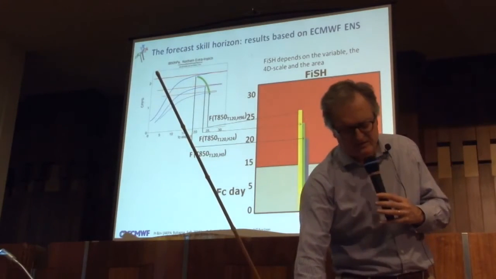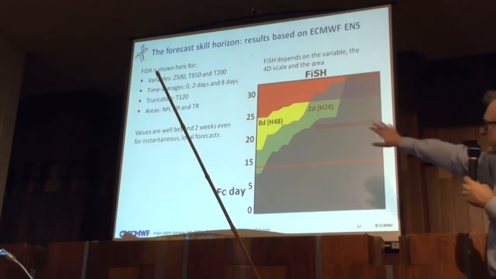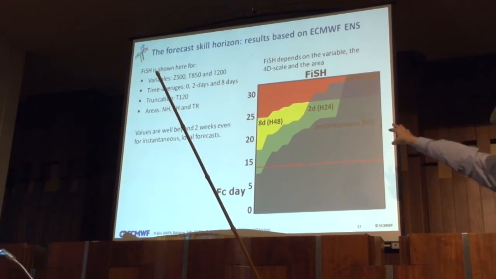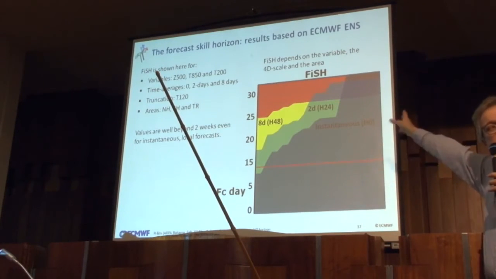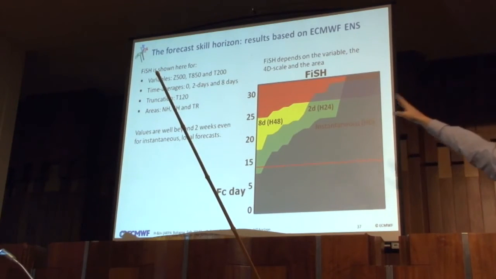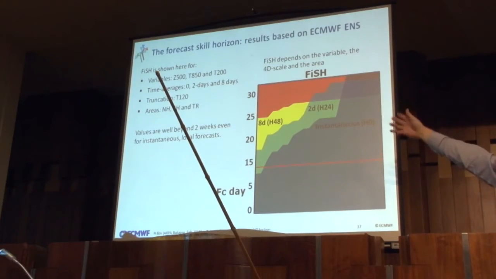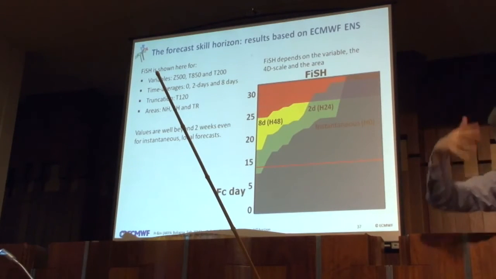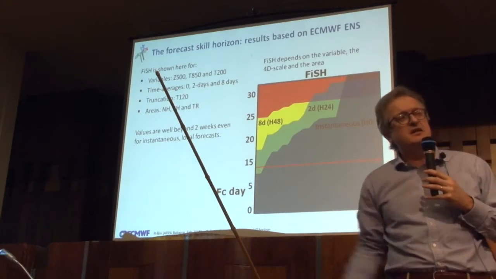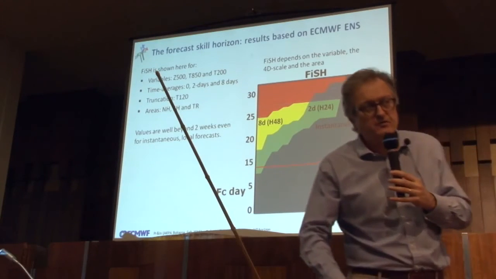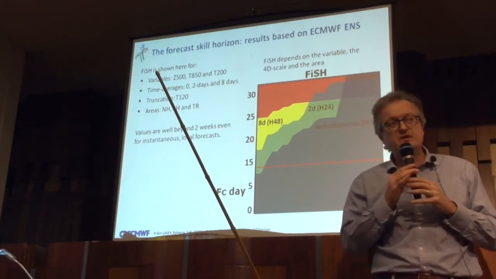So this simply says there are some variables over some areas that can be predicted beyond the 32-day, even beyond the 32-day forecast range. So it makes sense also to think about extending the monthly forecast to 45 days, which is something we will do this year.